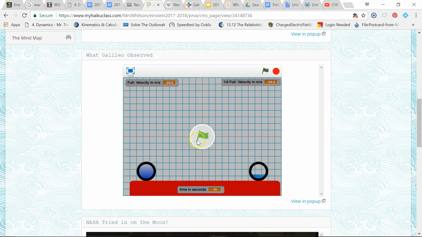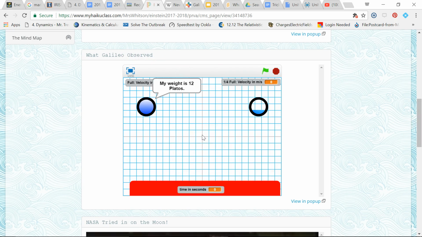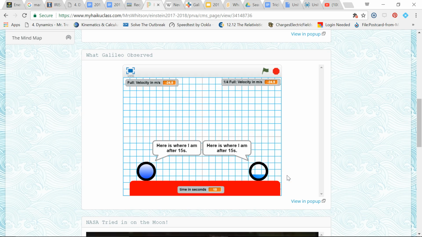This is what Galileo observed. So let's press the green flag on that. Here he's saying my weight is 12 Platos. Now notice they're different units, right? They're not talking about velocity now. These are just, this one weighs more than this one, and you can see that velocity is going to be up here. So velocity will be calculated. Here's time in seconds down here. They both moved down at the same rate, and at the end, they both had the same velocity.